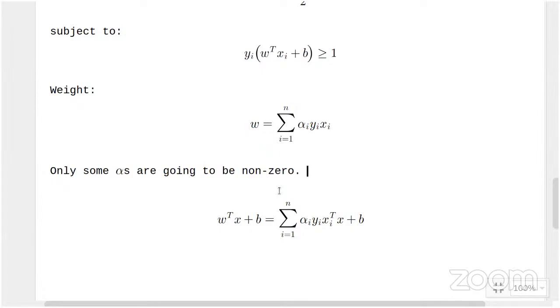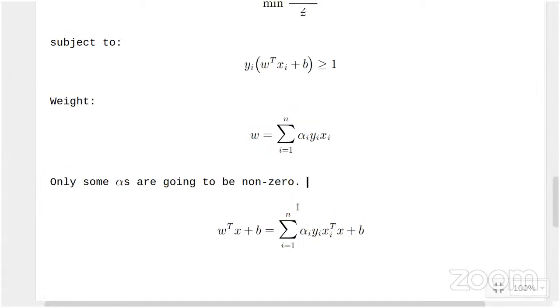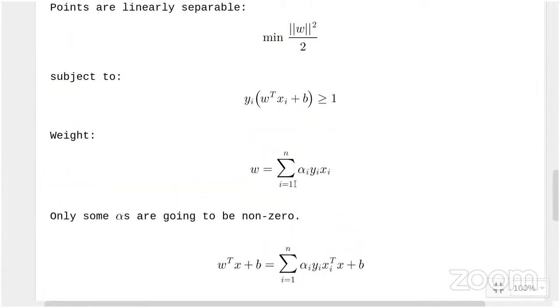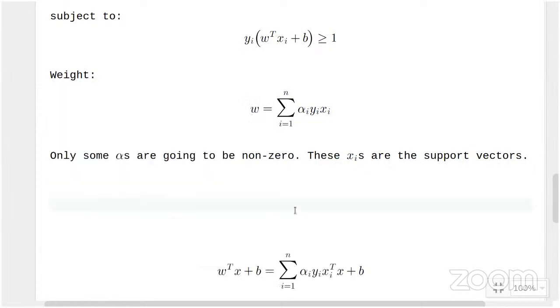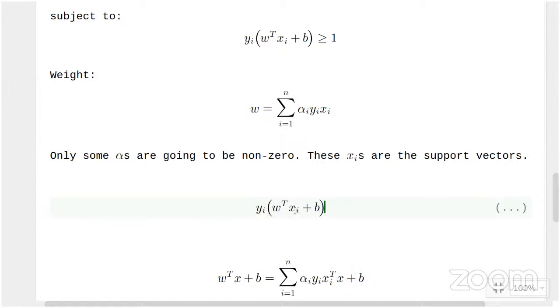Okay, so typically this is what we have. Those alphas which are non-zero correspond to your support vectors, so these Xi's are the support vectors. Another important property of support vectors: what will this expression be if Xi is a support vector?